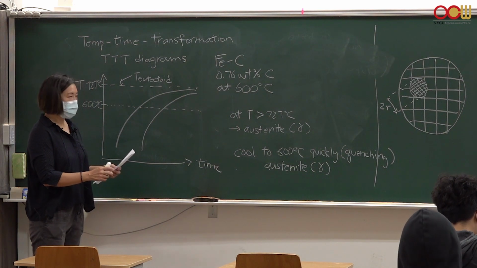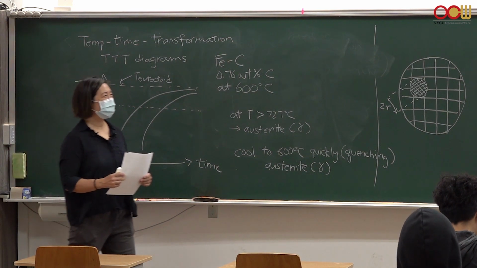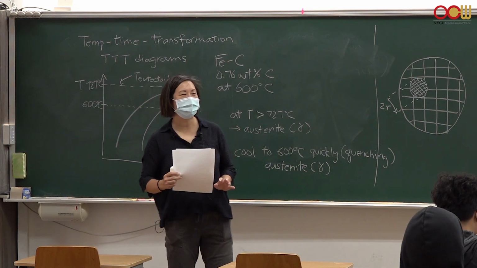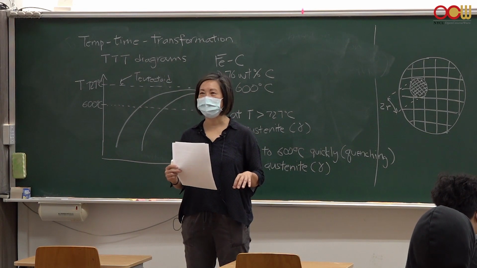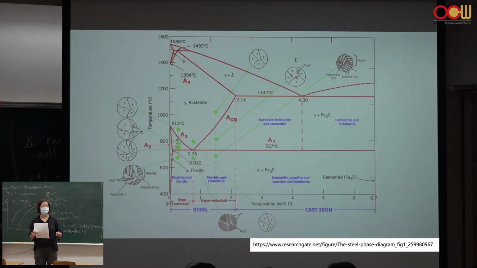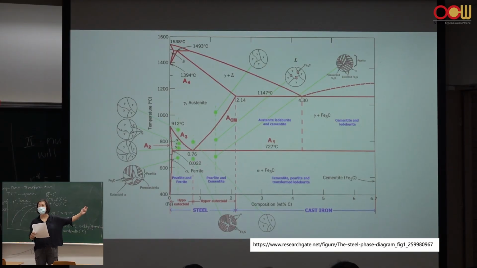Do you think that that phase is stable? No. Why is it not stable? How do you know that? How do you know that austenite at 600 degrees C and 0.76 weight percent carbon is not stable? Right, because you can see on the phase diagram, what is the stable phase? Alpha or ferrite, right? So very good.